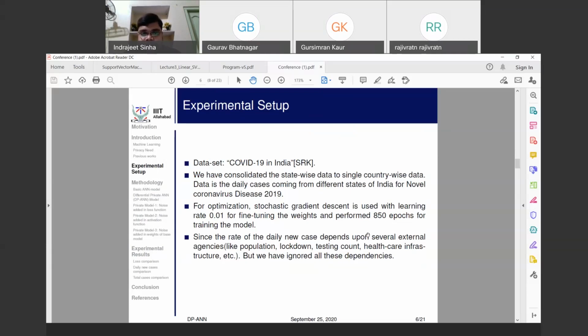For optimization purposes, we have used hyperparameters of 0.01 as the learning rate, and we performed 850 epochs for training the model. Since many external agencies are also affecting the rate of the pandemic, we have ignored all these dependencies. These dependencies are like the population of a country, lockdown, testing count performed, healthcare infrastructure, and its sector.